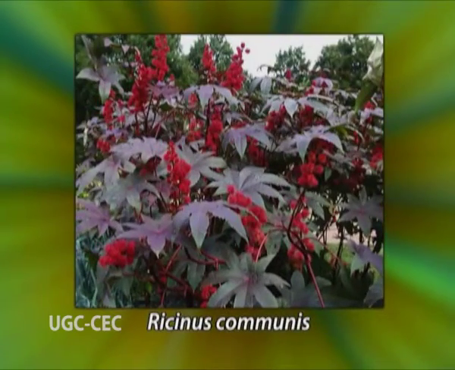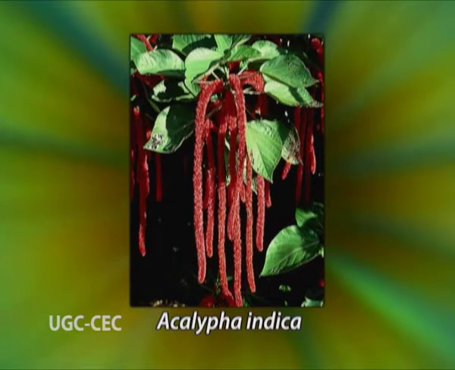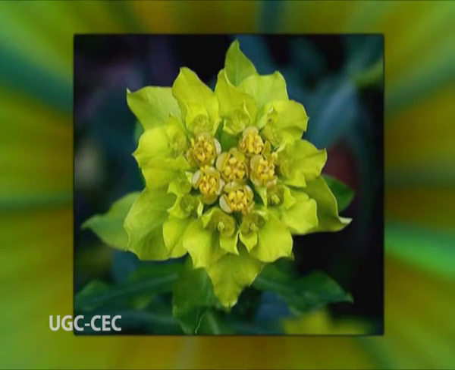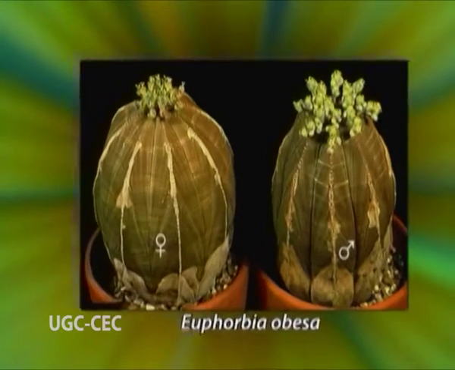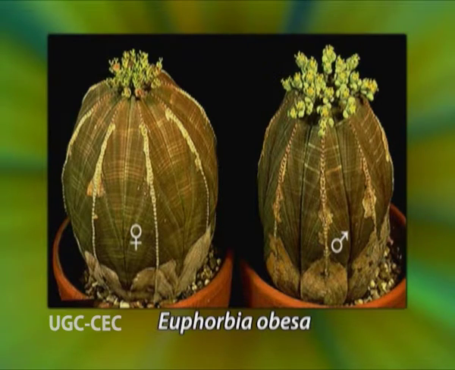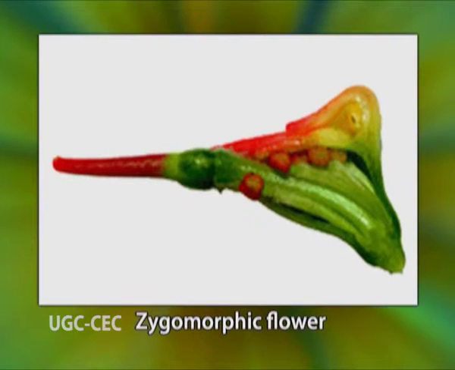Other types of inflorescence are as panicle, example Ricinus communis. In Croton sparsiflorus, the inflorescence is simple raceme. In Acalypha indica, it is catkin type of inflorescence. Flowers: the flower is bracteate, ebracteate, pedicellate, unisexual, monoecious or dioecious, example Euphorbia obesa. Flower in some is incomplete, hypogynous, actinomorphic, rarely zygomorphic.